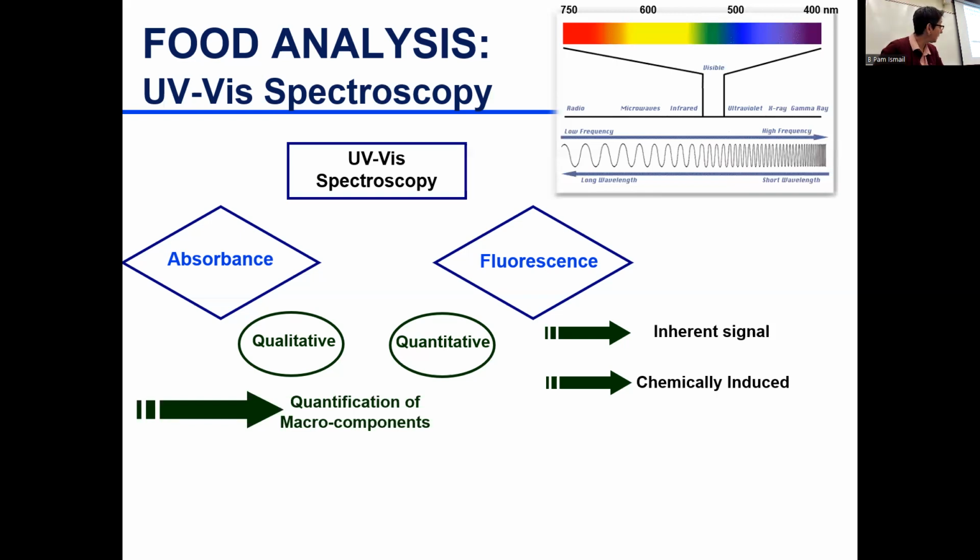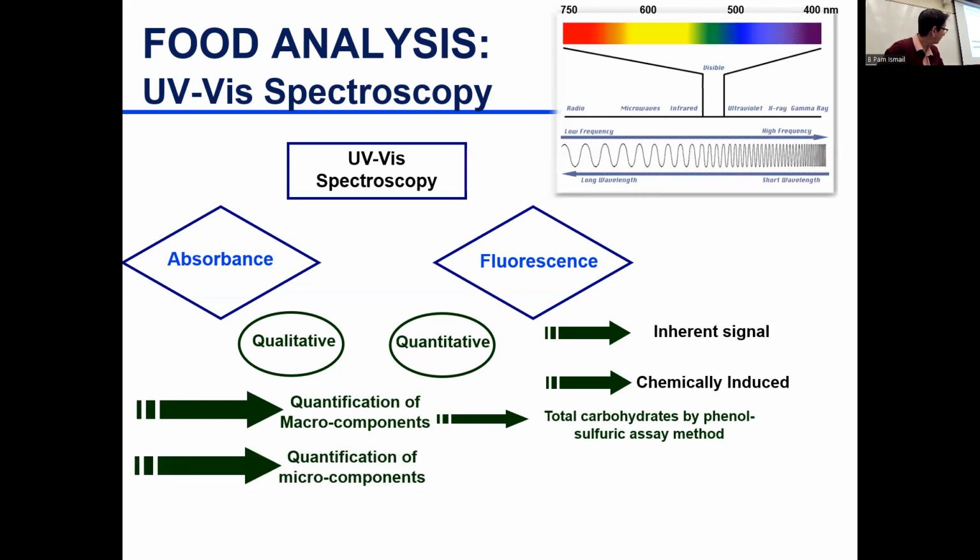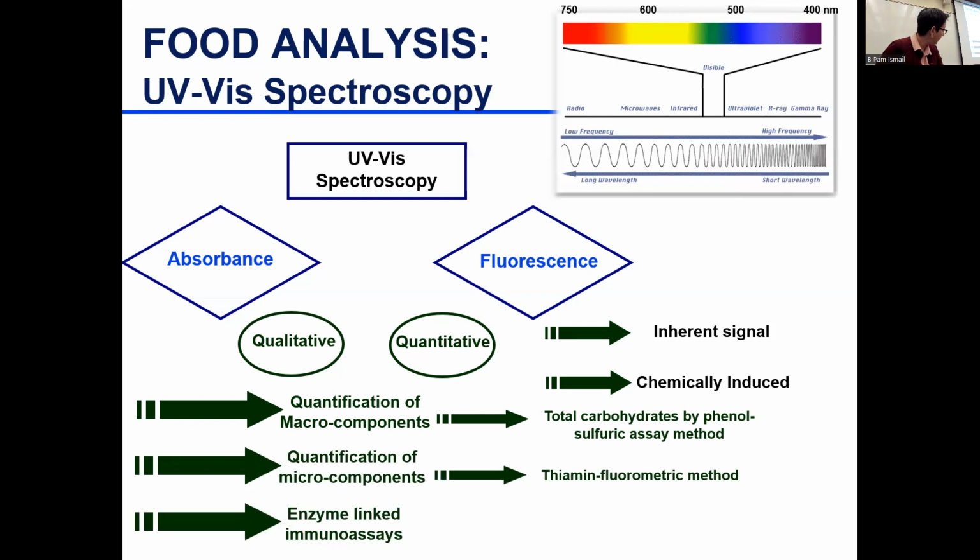And we sometimes do quantification of macro components like carbohydrates via that method that I explained, and you will be doing it in lab. Quantification of micro components, when we cover vitamins, you'll see that there is a fluorometric method specific for thiamine. There are other applications, obviously, for fluorescence. And at one point, we'll talk about allergens and different methods of detecting allergens.